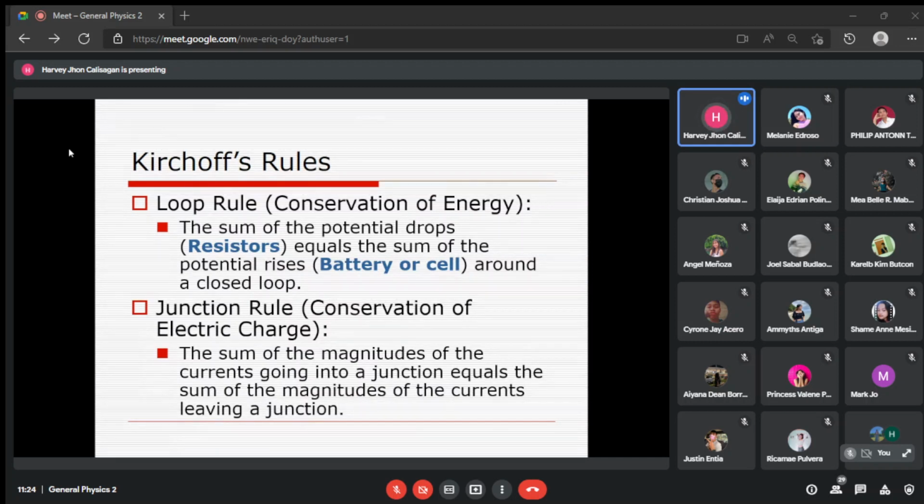Okay, there's a Kirchhoff's rule on the loop rule. That's the flow of how the circuit goes. How will the conservation of energy be observed in the loop rule? Actually, the sum of the potential drops, which is the resistors.